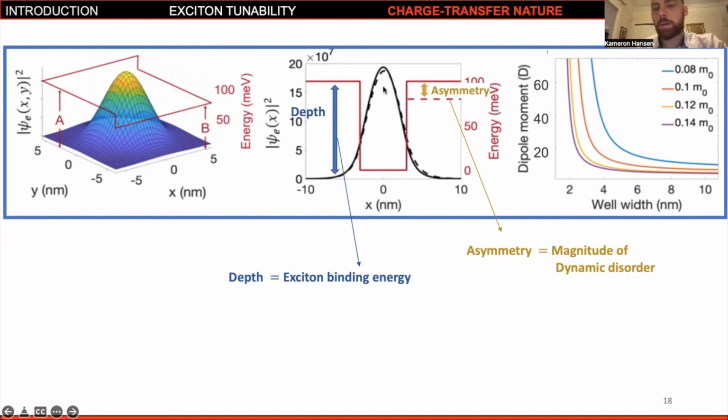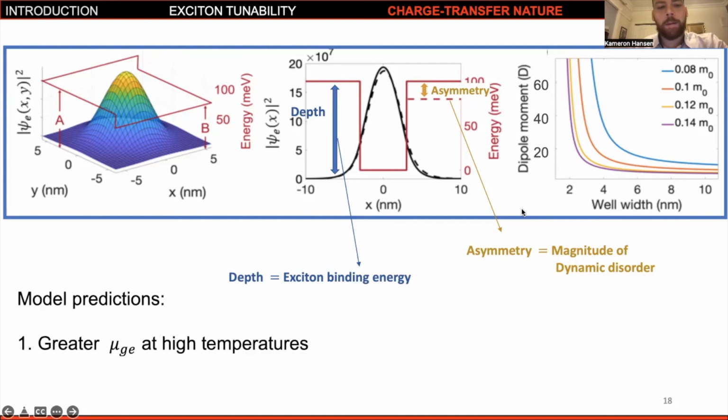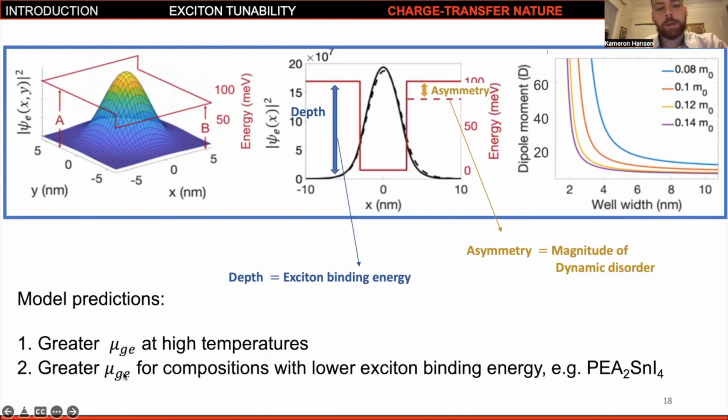And if you just shift one of these barriers smaller in a finite well case, the charge density actually shifts to favor the lower energy side, creating a dipole moment. The model predicts greater dipole moments at high temperatures, greater dipole moments for compositions with lower exciton binding energy, and greater dipole moments for disordered samples. And we see all of these check out with our experimental measurements.